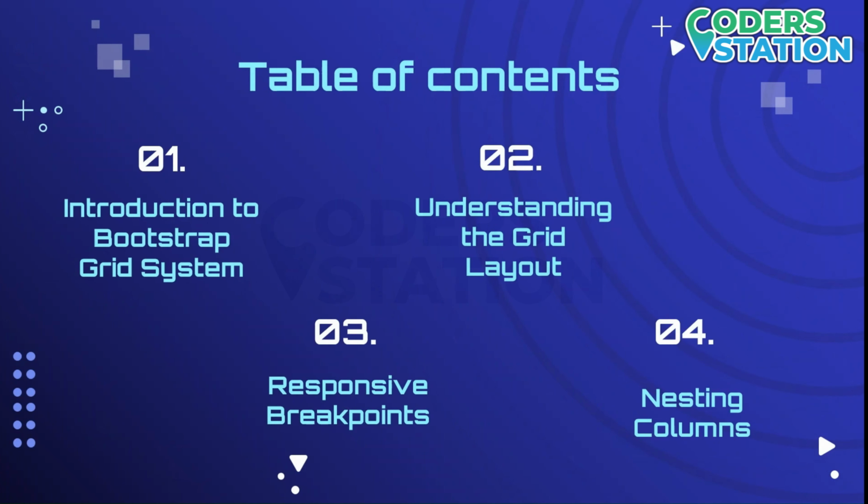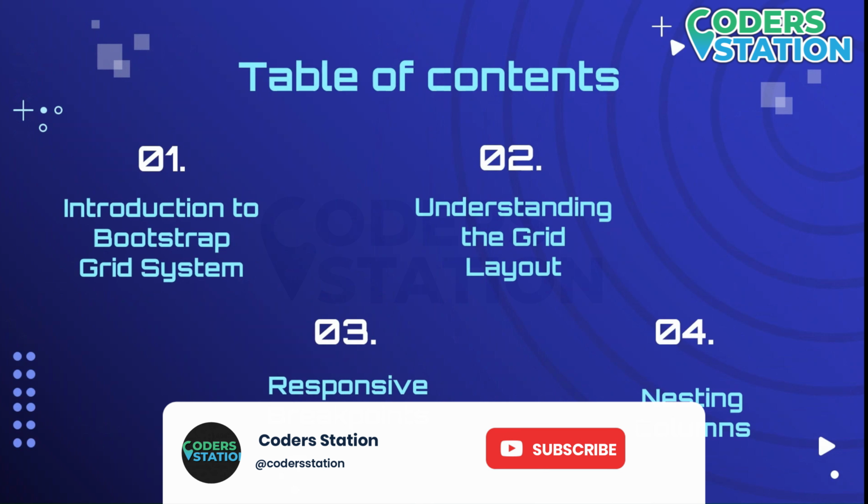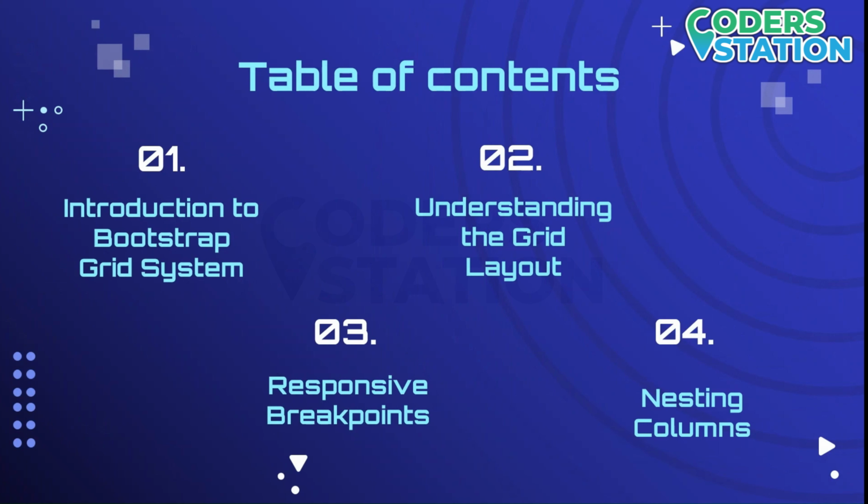So let's see the table of contents. First, we are going to see the introduction of the grid system. Next, we are going to see about understanding our grid layout. Third, we are going to see about the responsive breakpoints and nesting columns.